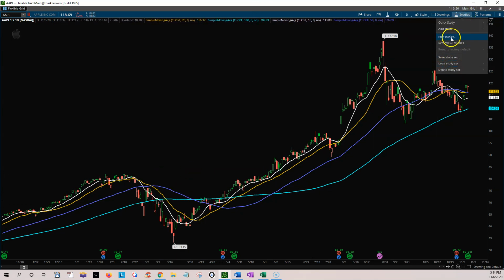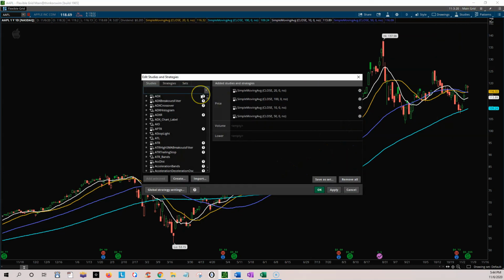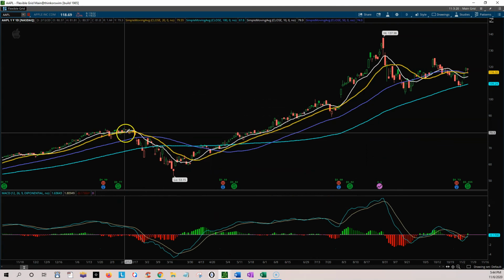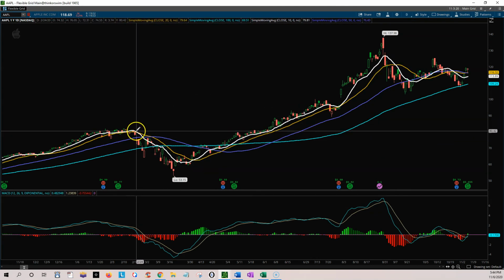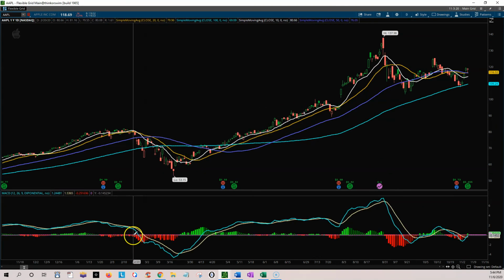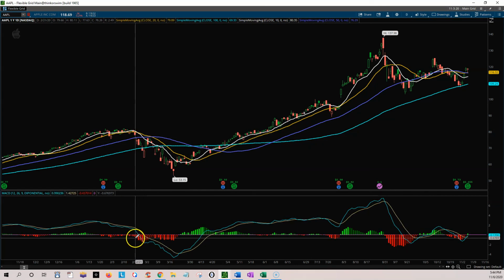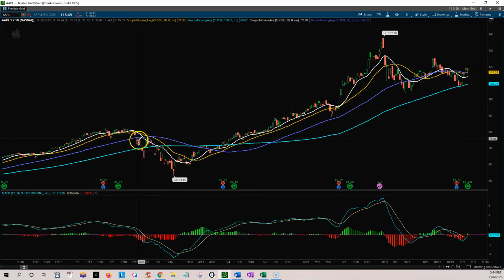Keep in mind, you want to use other indicators, other things to help you out in determining, do I want to take a moving average crossover? MACD is good for this. Look at this. As soon as this crossed over the 10 and the 20, where's the MACD? MACD is below the histogram. There's a lot of momentum right here coming down after this cross. And you've got the MACD separating its lines.